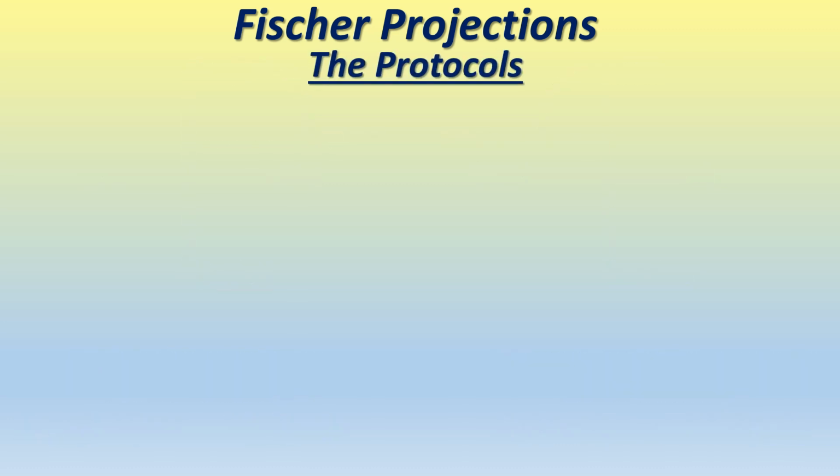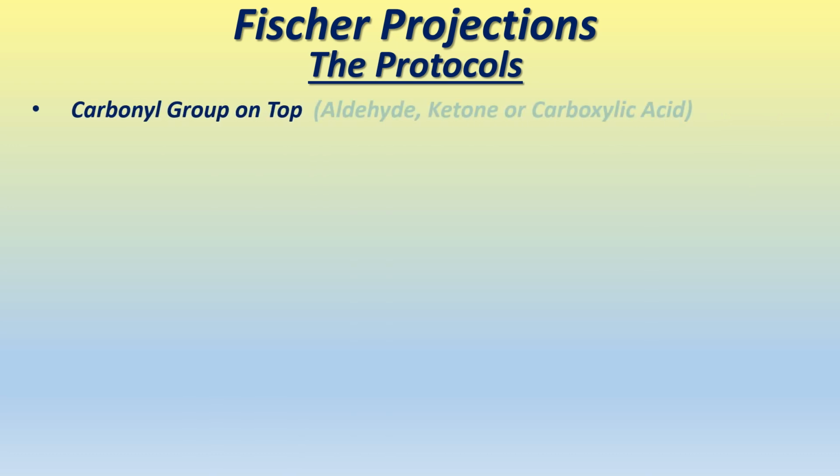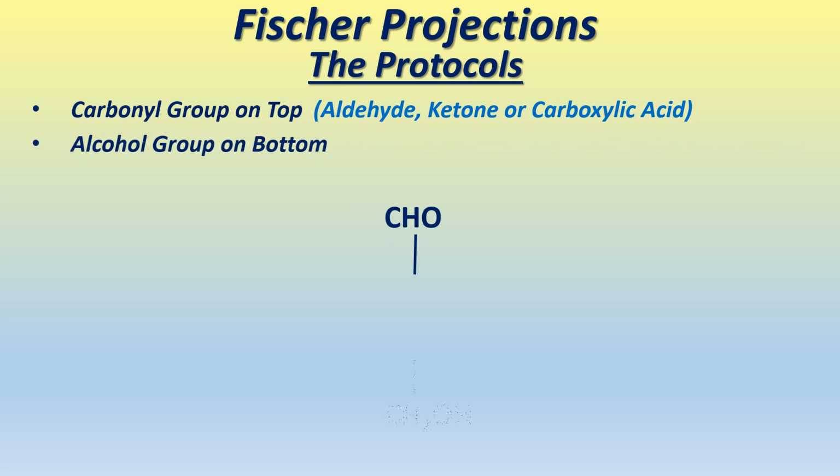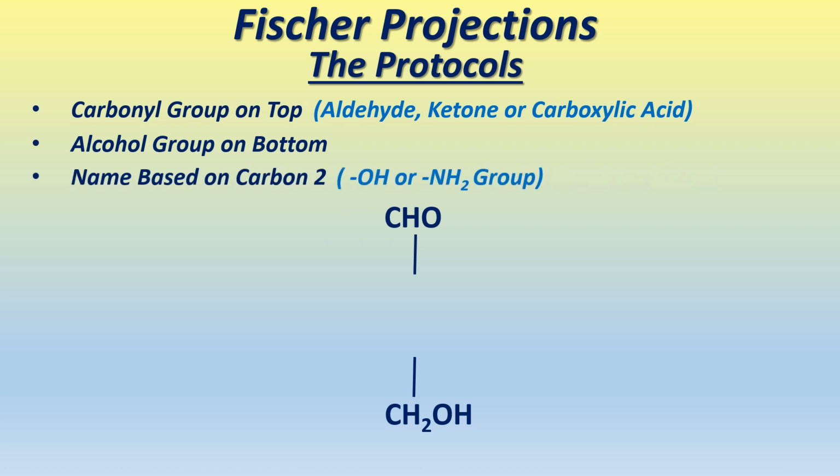In general, the Fischer projections only depend upon the second carbon and its position. In a Fischer projection, whatever the carbonyl group is winds up on top, if it's an aldehyde, a ketone, or a carboxylic acid. There's also a terminal group on the bottom in all of these biomolecules that has an alcohol. In the middle, the only carbon that is necessary to determine D or L is carbon 2, based on the position of an OH or an NH2 group. Between carbon 2 and the terminal carbons, there could be any number of other carbon groups attached.